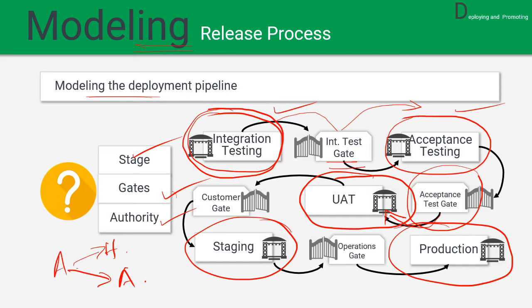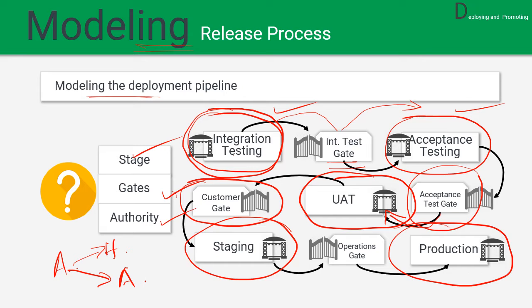Again, user acceptance testing could be done by the customer, and so that gate could be managed by a human being, because he is the person who decides whether he's done the tests, and then he says whether the software should go to the next stage.